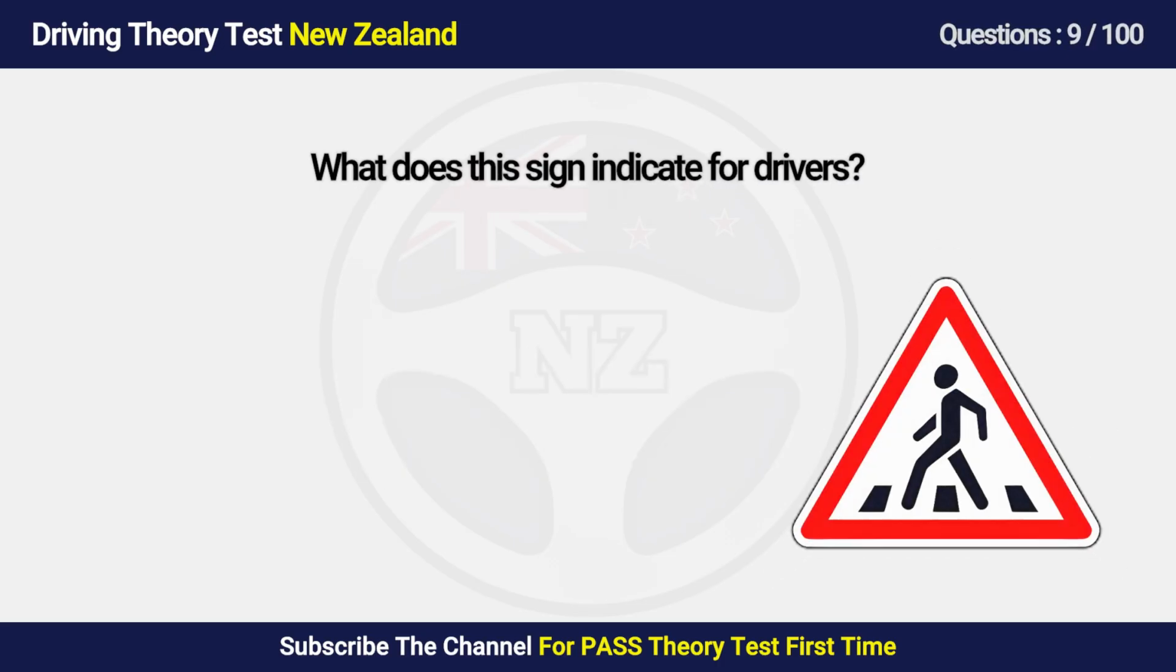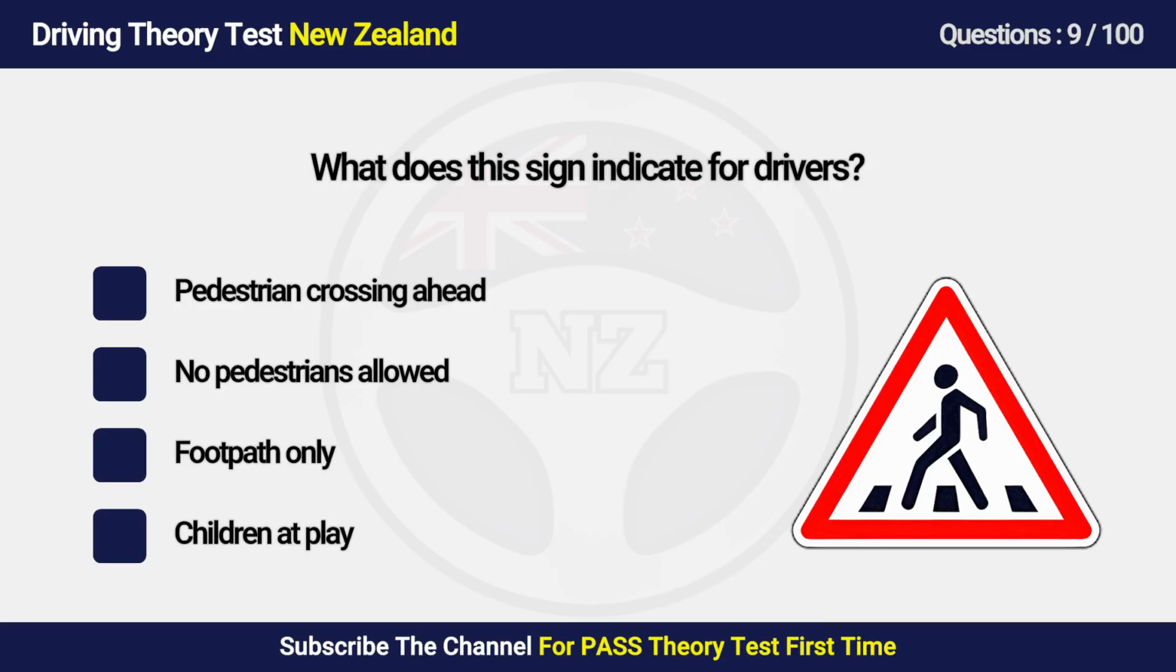Question 9. What does this sign indicate for drivers? A. Pedestrian crossing ahead. B. No pedestrians allowed. C. Footpath only. D. Children at play.